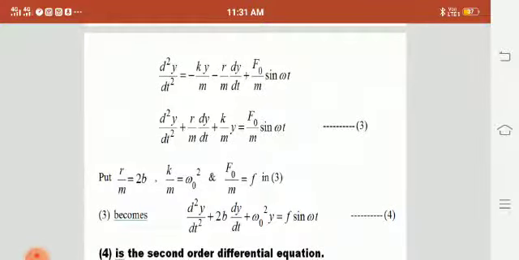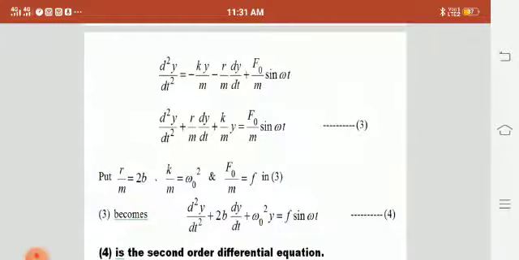Simplify and arrange the equation in a quadratic form. We get d squared y by dt squared plus r by m dy by dt plus k by m into y is equal to f0 by m sine omega t. Here we are going to find the solution for that. For that, we give simplified values: put r by m is equal to 2b, k by m is equal to omega naught square, and f0 by m is equal to f in the above equation.